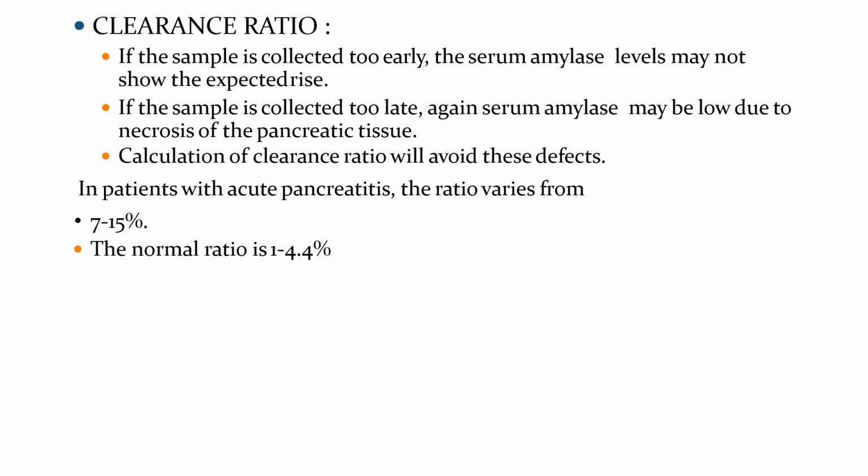So, if the sample is collected too early, the serum amylase level may not show the expected rise. And if the sample is collected too late, the amylase may be low due to the necrosis of pancreatic tissue. So the calculation of clearance ratio will avoid all these defects. In patients with acute pancreatitis, the ratio varies from 7 to 15%, and the normal ratio is 1 to 4.5%. And don't worry about the formula, it is the same as for renal clearance.